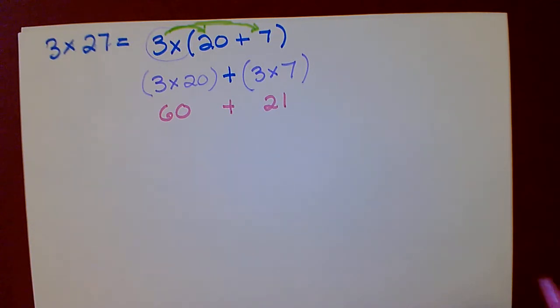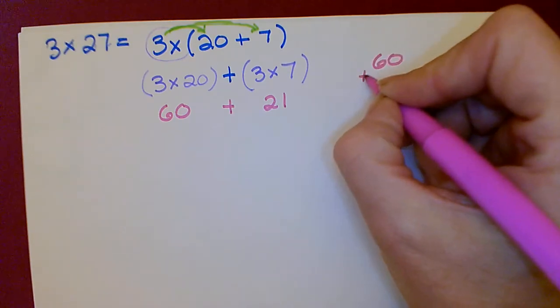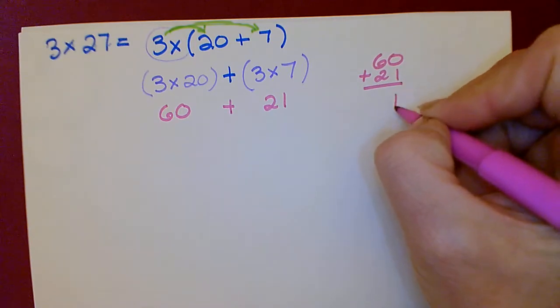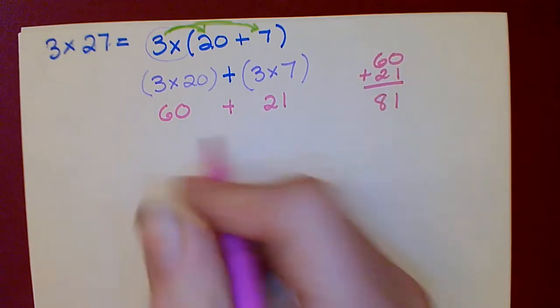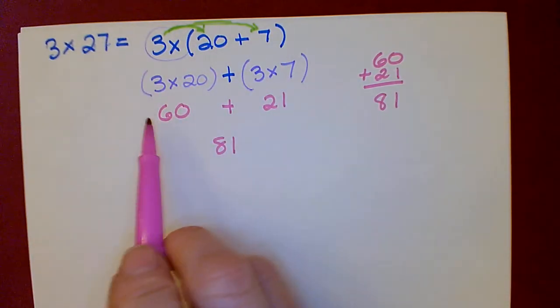How would I do that? I would go ahead and I would stack them and add them to be really super safe. So I would say 60 plus 21, 1 and 0 is 1, 6 and 2 is 8. So I know that my answer is 81. So every row is a new step.